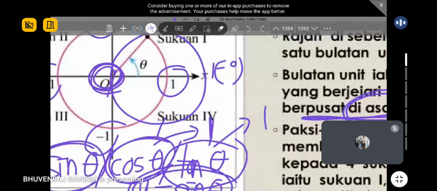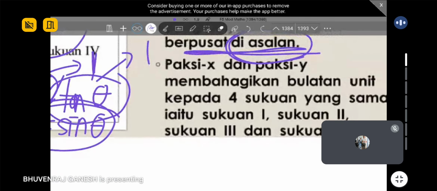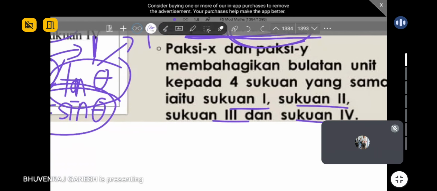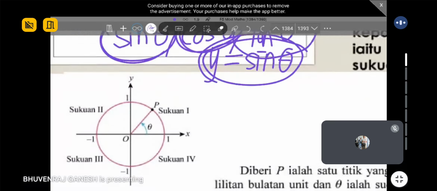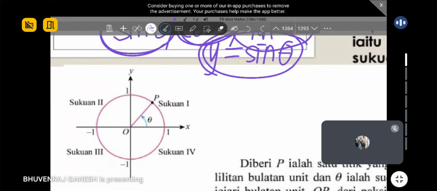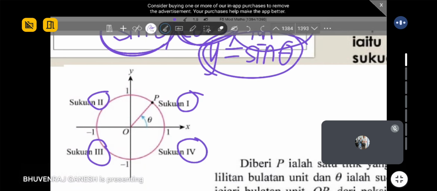Okay? So, yeah. Okay, so basically kamu ada 4 sukuan yang sama. Okay, so we will give some name. Kita bagi nama 1, 2, 3, 4. Okay. In English, we call it quadrant. Quadrant 1, quadrant 2, 3, 4. Okay. So, yeah. Okay, so how we label the quadrant? Macam mana kita nak bahagikan quadrant ni? Kita akan label mengikut arah lawan pusingan jam. Anti-clockwise direction. So, 1, 2, 3, 4.